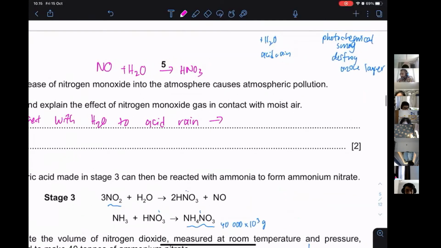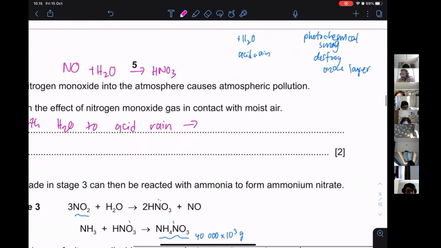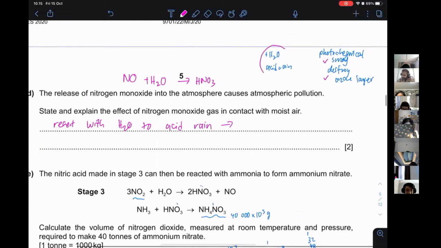Apart from acid rain, they can also react with water and oxygen to give you photochemical smoke, or they can destroy the ozone layer. This is also included in your marking key, but because most of the time in our textbook we discuss acid rain, it's better to write down in the form of acid rain. So write down react with water to form acid rain, and this acid rain can destroy the buildings and so on.